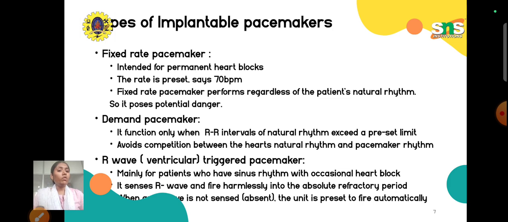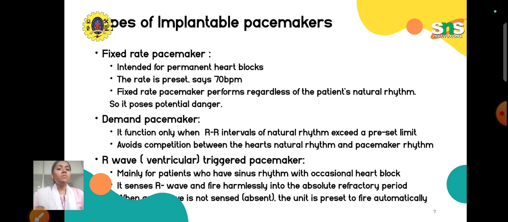only, it will look for RR intervals. If the RR interval is not properly found, or it doesn't follow a proper pattern, in that case only the demand pacemaker will get activated, and it will start to give impulses at whatever preset value we have fixed. In this way we can easily avoid the competition between the natural heart rhythm and the pacemaker rhythm. So this is highly recommended for people who have temporary heart blocks.